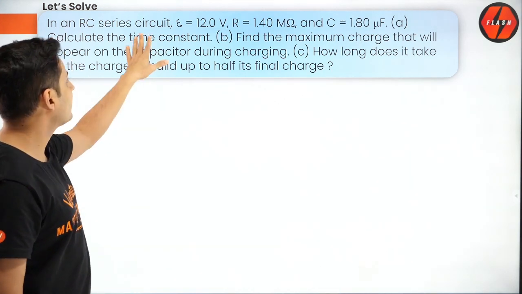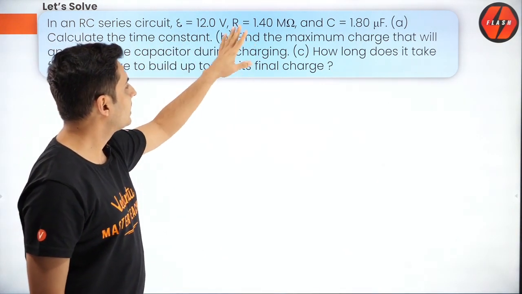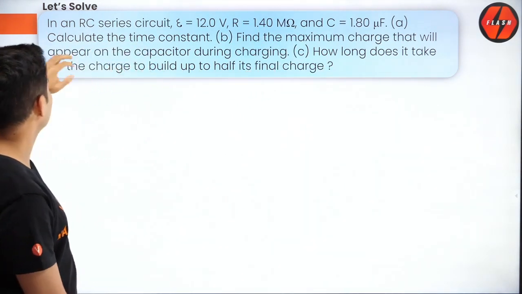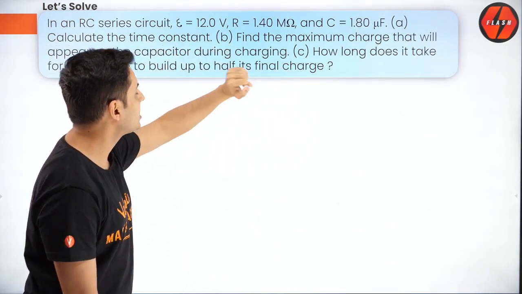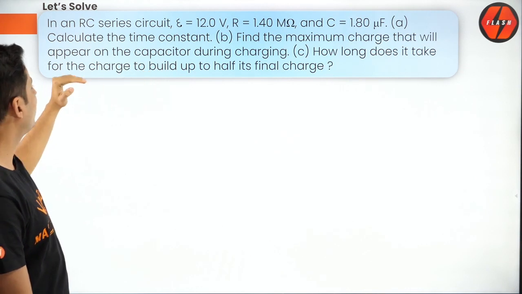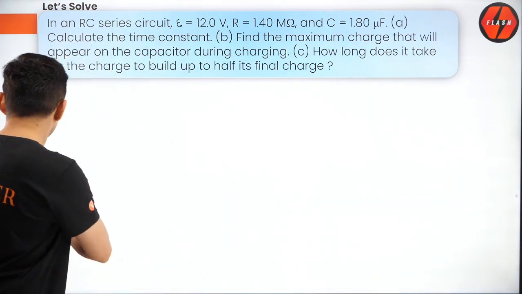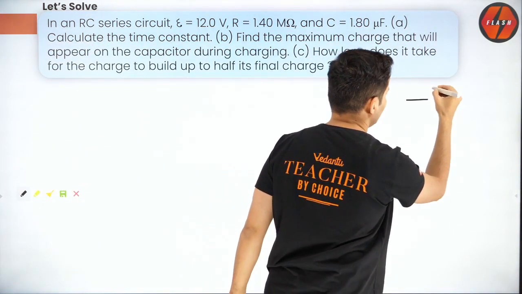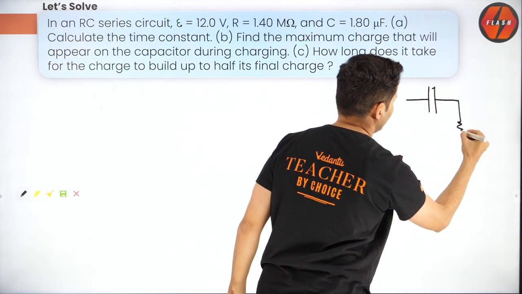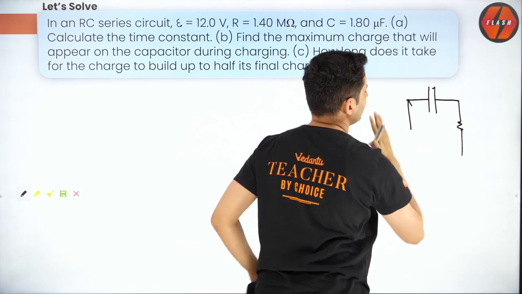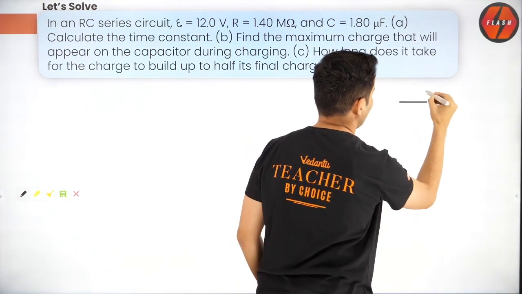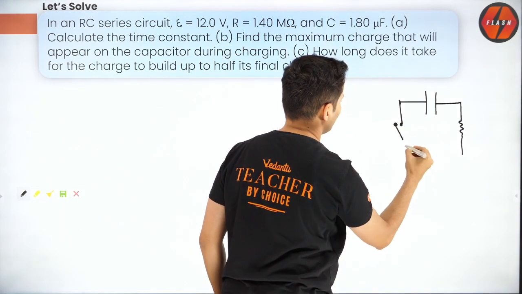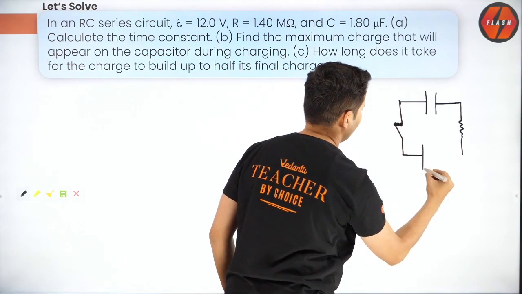In an RC series circuit, the battery voltage is 12 volts, resistance is 1.4 mega ohm, capacitance is 1.8 microfarad. The question is: find the time constant, find the maximum charge, and also find how long it takes to build up half the initial charge. So first let's visualize what is exactly happening. In this problem, you just have one capacitor, a resistor, and a switch which is just closed, and you have one battery.